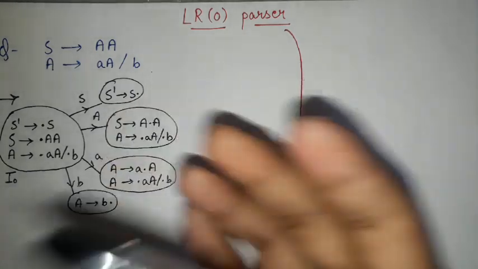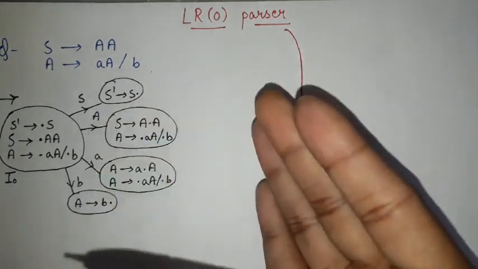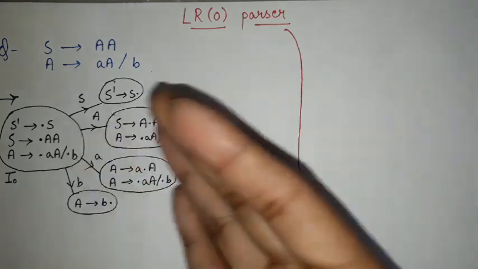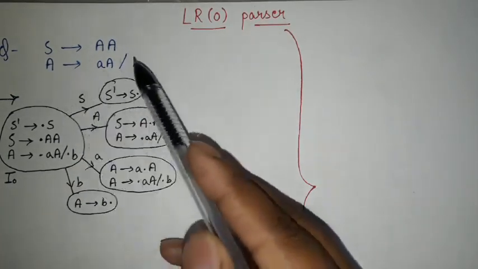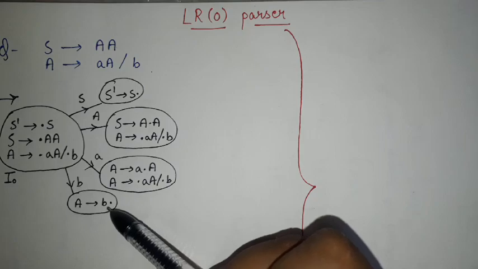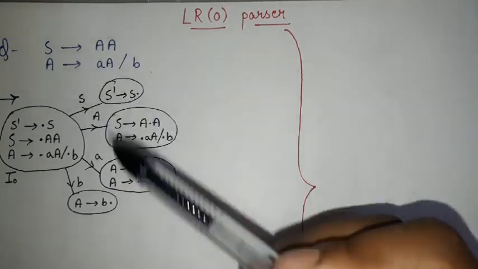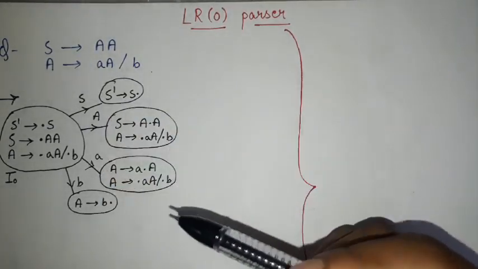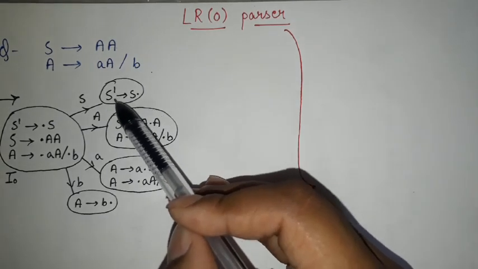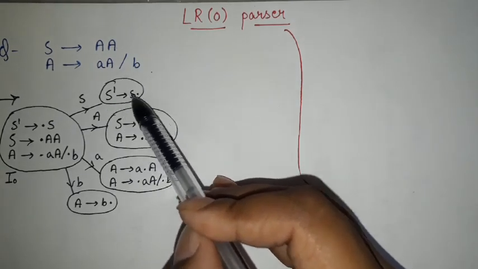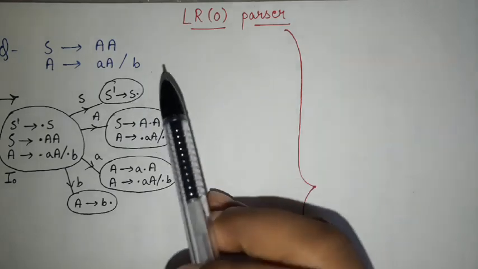Now we have to proceed. It is kind of a tree. We have to keep on proceeding until all the productions are completed. So here you can see that A gives B, this one production is completed, but the remaining two productions are yet to be completed. So we have to proceed here. Now S dash gives S dot. Here the dot is already at the end. We need not proceed.